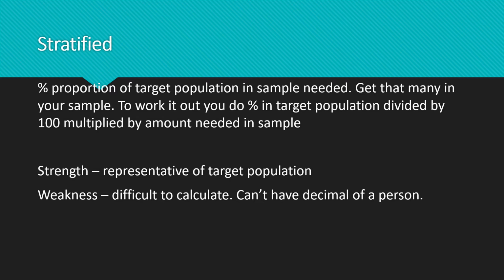The good strength is that it is representative of the target population. It is everything that we need. However, it is very difficult to calculate. You've got to calculate using the formula, and you can't have a decimal of a person. It might come up you need 3.3 people. Decimals can't happen, so it's never going to be exactly that percentage that you have looked at. So whilst it is definitely more representative, it's not going to be perfect every single time.